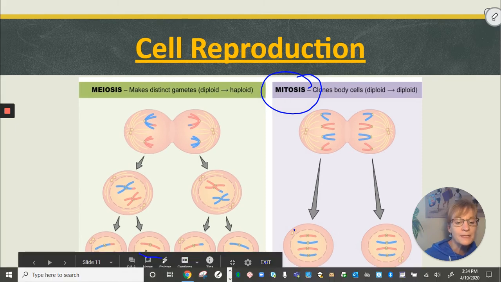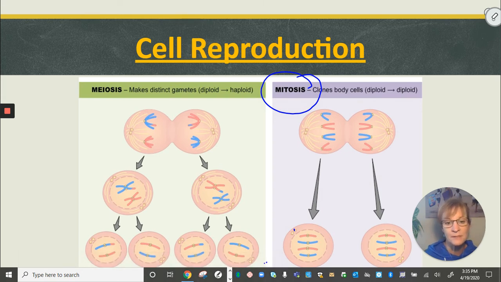And meiosis, just to be clear, only happens in your sex cells. So sperm and egg are the only things that go through meiosis. And that is to shuffle the genetic information. So you get some genetic information from mom, some from dad. Same thing in any kind of organism that goes through sexual reproduction.